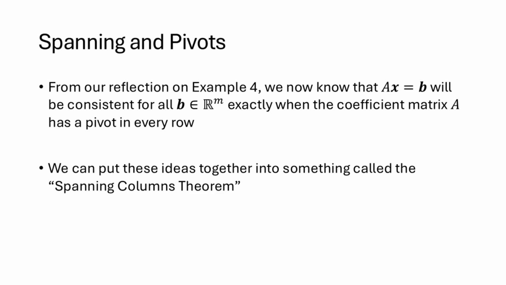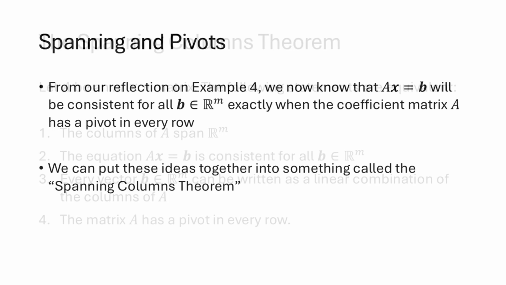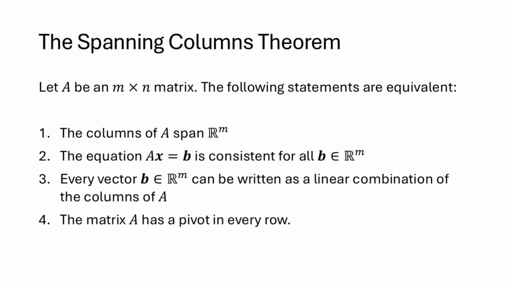And so we can tie all of this together into something called the Spanning Columns Theorem. Here's what that theorem says. If you have an m by n matrix, then these 4 statements are equivalent, which means that for any given matrix A, all 4 statements are true, or all 4 statements are false. What are the 4 statements? First one says that the columns of A span Rm. Another way to say that is that the columns of A form a spanning set for Rm. Number 2 says that the equation Ax equals b is consistent for all b in Rm.